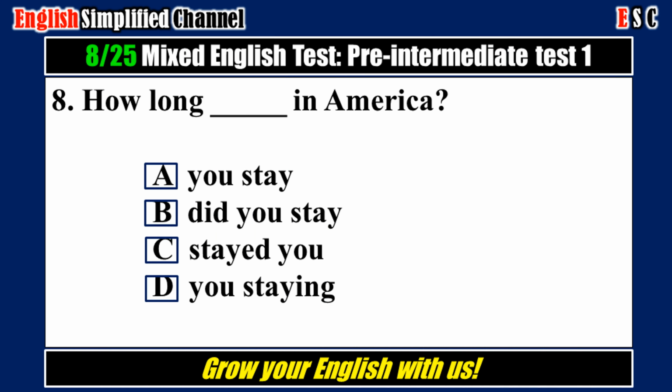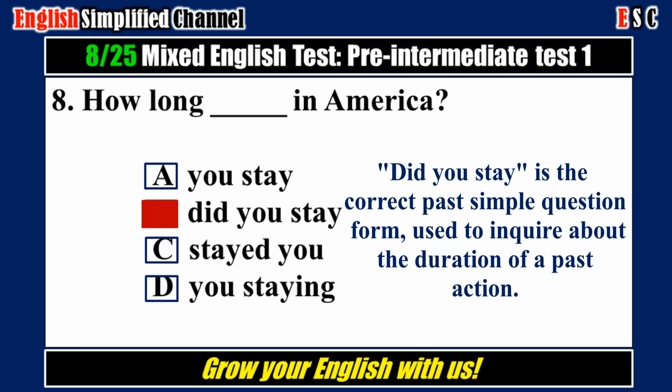8. How long, blank, in America? A. You stay. B. Did you stay? C. Stayed you. D. You staying. 8. How long did you stay in America? Answer: did you stay? Did you stay is the correct past simple question form used to inquire about the duration of a past action.